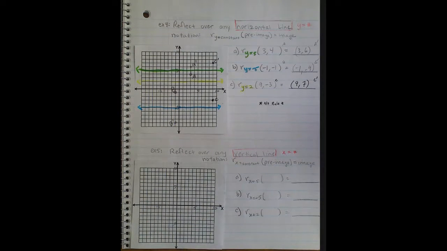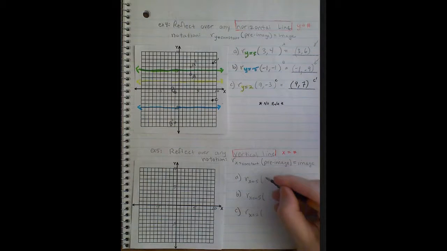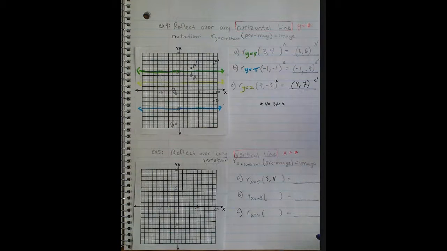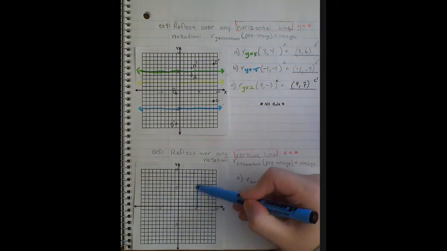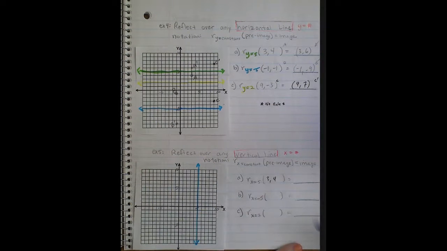Last example is reflecting over any vertical line, and vertical lines are denoted by equations that say x equals a number or a constant. So here we go. We'll use 3, 4 again. So first step is we need to find our line of reflection. X equals 5 is right about here. So my vertical line is going to look like this. No matter where I am on this line, the value of x is always 5.